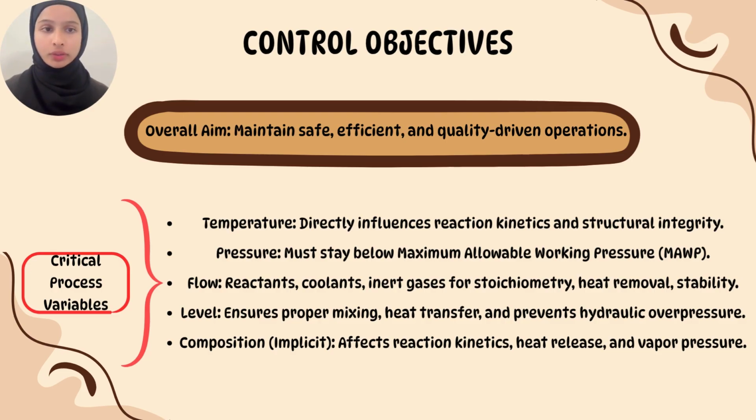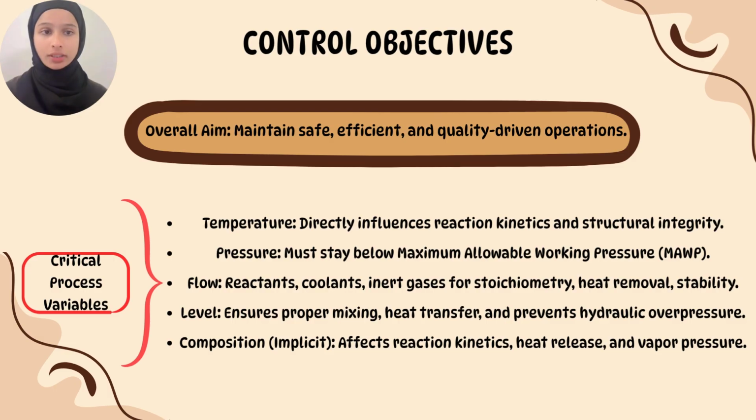Then we have flow. This is about how much stuff goes into and out of the reactor. We control the flow of reactants to make sure the chemistry is just right. We also manage the flow of coolants to remove heat, which is essential to prevent temperatures and pressures from getting too high. And we might use inert gases to purge or maintain pressure, all contributing to a stable process.